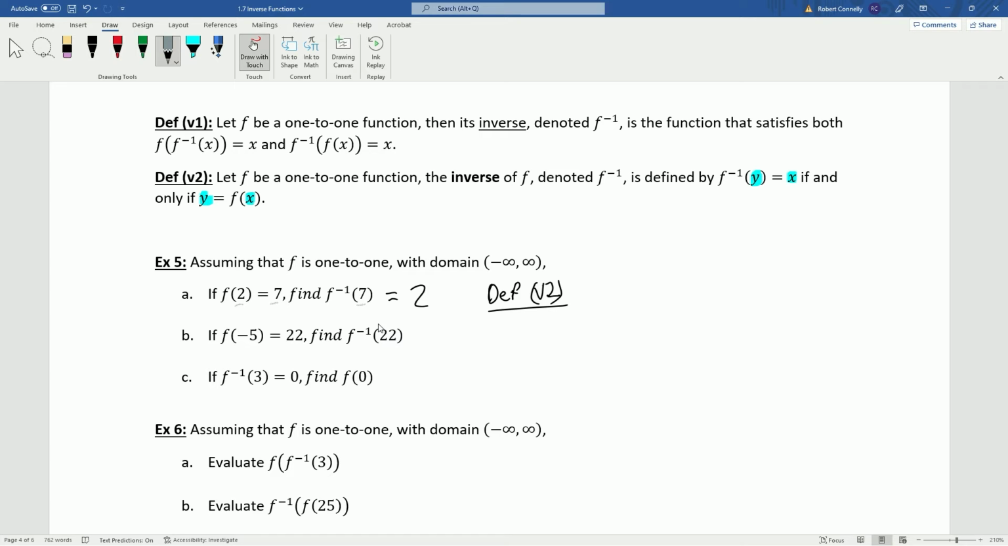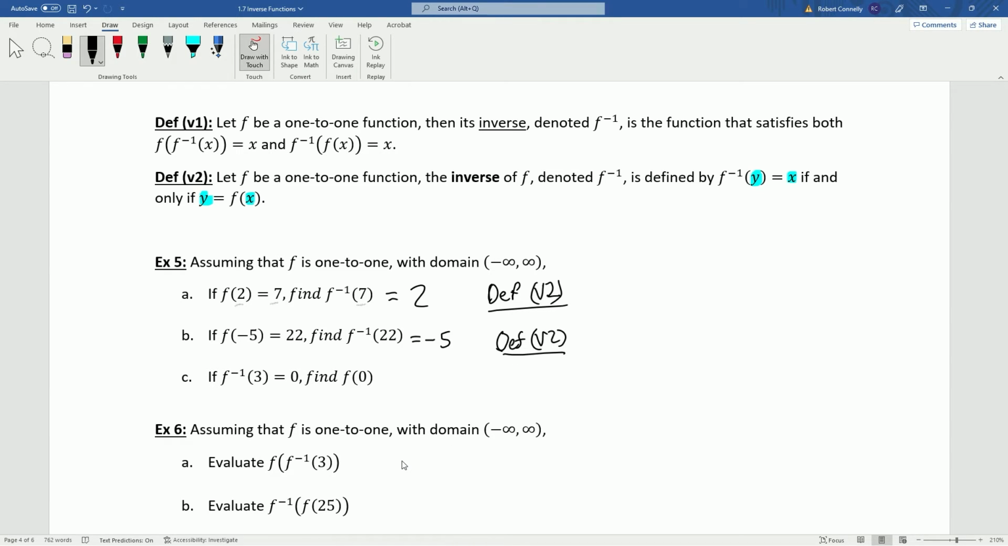There's nothing else, so don't overthink these. Just keep in mind, if you understand these two definitions, you understand really everything you need to know about inverse functions to succeed with this material. Now for B, if f of negative 5 equals 22, find f inverse of 22. That's negative 5. Again, this is just definition version 2.